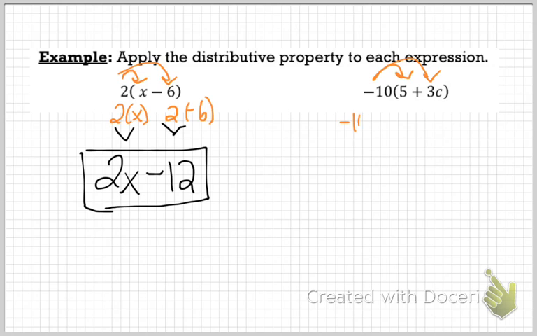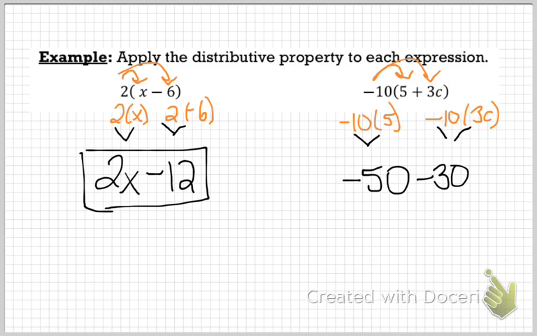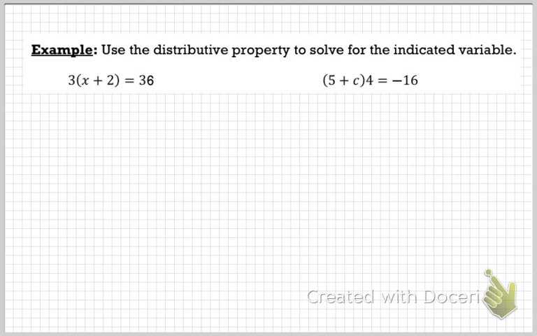So this is saying negative 10 times the first term, negative 10 times the second term. So negative 10 times 5, well, that's negative 50. Negative 10 times 3c, well, negative 10 times 3 is negative 30. But don't forget that c. It stays there and it gets attached to the 30. That's how distributive works.